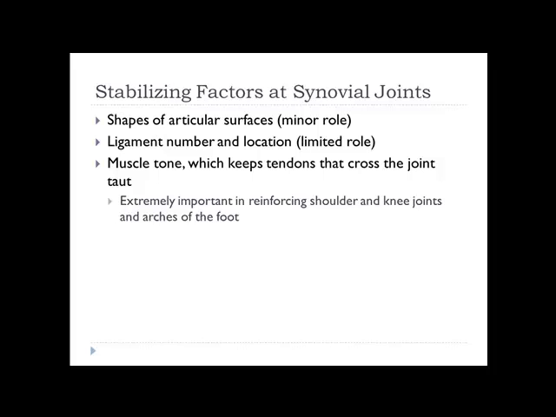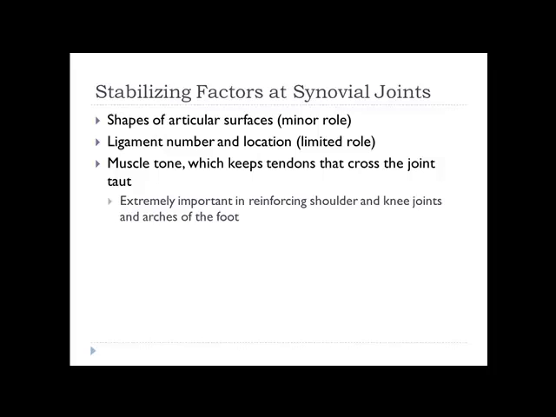They'll have the shape of the articular surface, or where the two bones meet, will help a little bit. It'll make it so they fit nicely together. Ligaments, the number and the location, okay? If we have a lot of ligaments passing over a joint, they can give it a good amount of support. But usually the amount of support from the ligaments, that's just to stop it from moving outside of its normal range of motion.